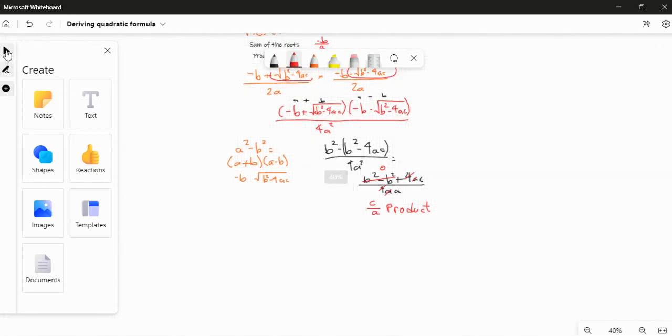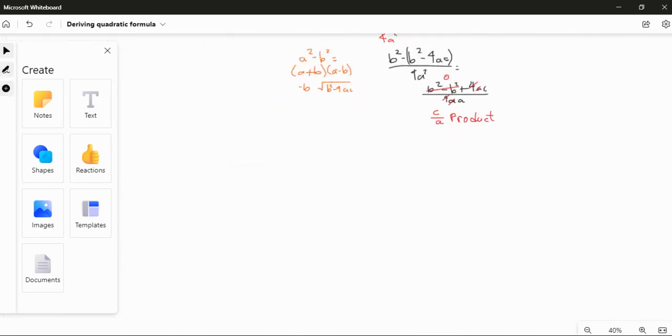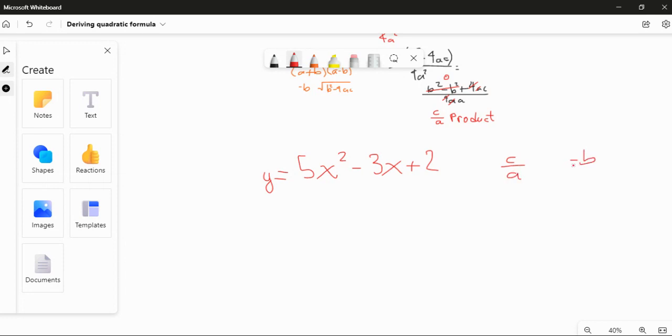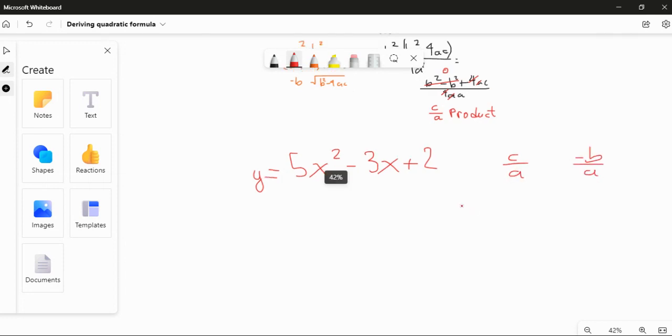Okay, so let's try a quick problem. 5x squared minus 3x plus 2. Okay, what is the product of the roots and what is the sum? So product is c over a, sum is negative b over a.